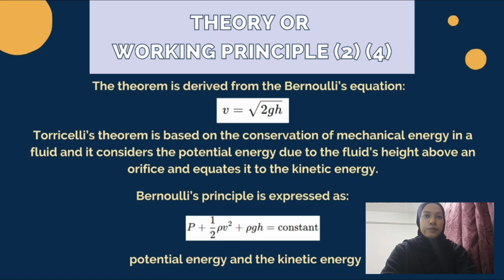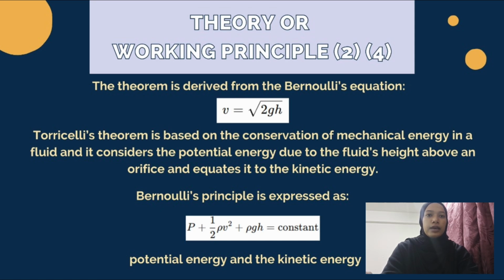Torricelli's theorem is based on the conservation of mechanical energy in a fluid, and from Bernoulli's principle it is represented by 3 types of energy, which are potential energy, kinetic energy, and pressure. For any circumstance, Torricelli's equation is derived. Viscosity and other losses must be ignored, and the orifice must be tiny. In Bernoulli's equation, if a fluid is flowing through a very small orifice, the velocity of the fluid at the large end can be ignored.